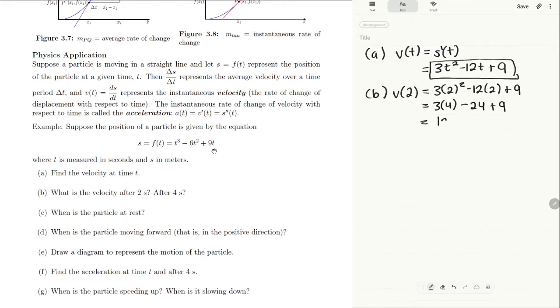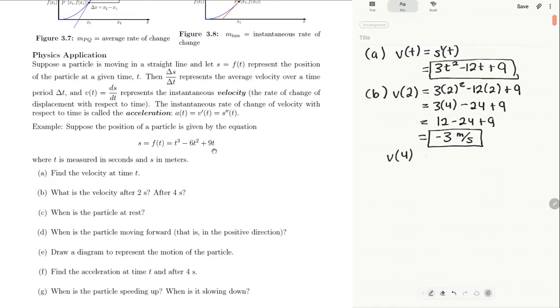That is 12 minus 24 plus 9. So we have negative 12 plus 9, which is negative 3. Now the velocity will have units in meters per second. The position is measured in meters and time is measured in seconds. And so the velocity is negative 3 meters per second.